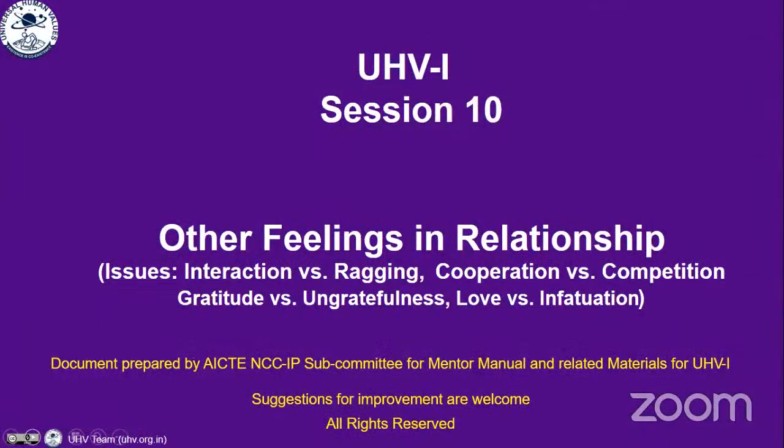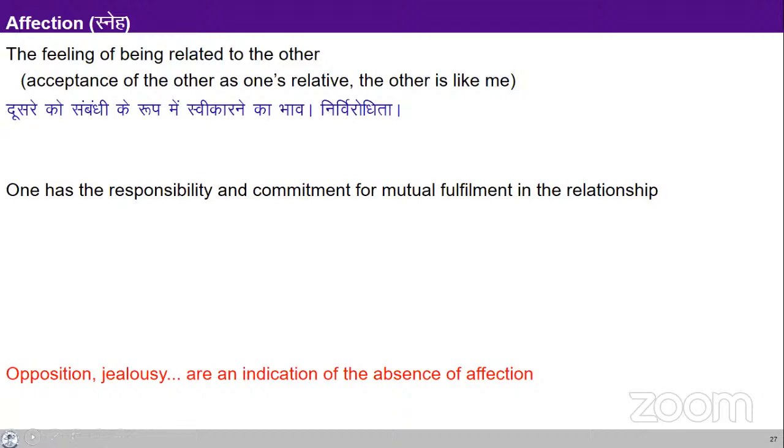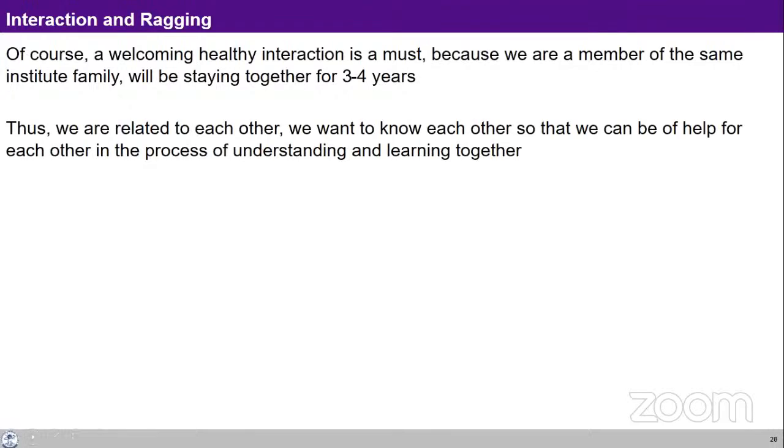Then we discussed other feelings related to the issues, interaction versus ragging. This we usually see in campuses. Cooperation, competition, gratitude and gratefulness, love and infatuation, all these concerns we were able to address through the proposals on other feelings. So we discussed affection. It's a feeling of being related to the other, accepting the other as one's relative. So opposition, jealousy, all these are indications of the absence of affection. So this is what usually happens during ragging when the newcomers are coming to campus. The seniors are not able to see this relatedness. These issues will happen.